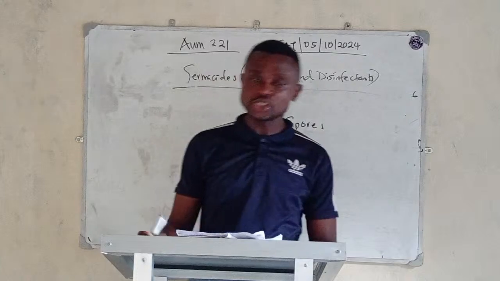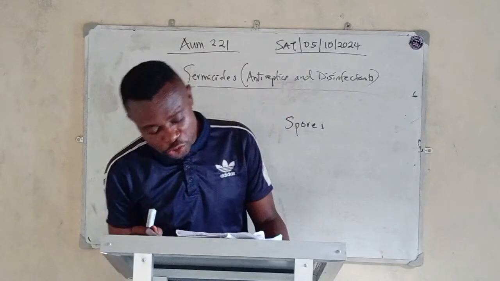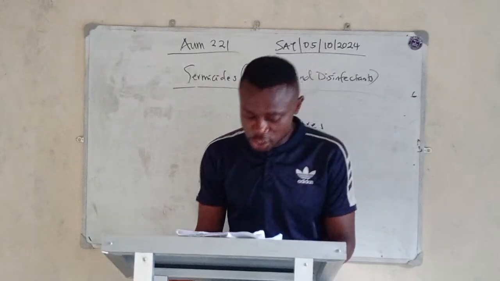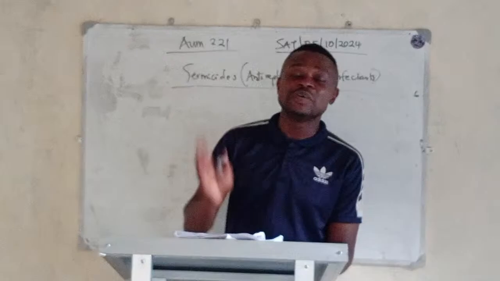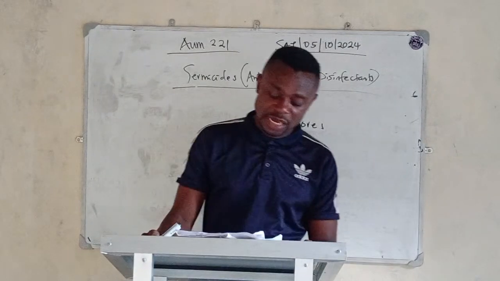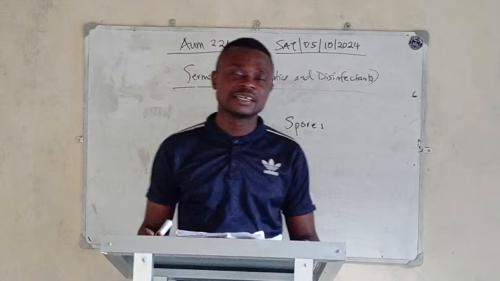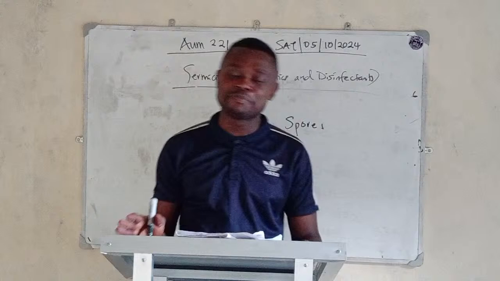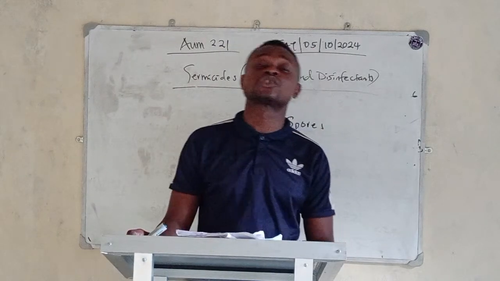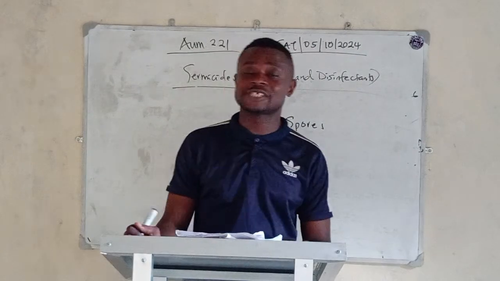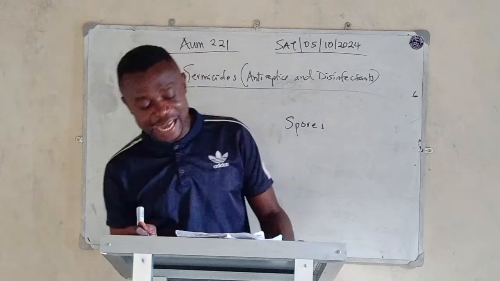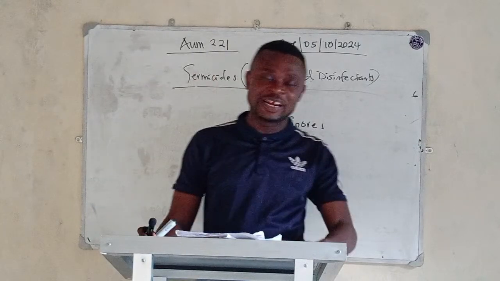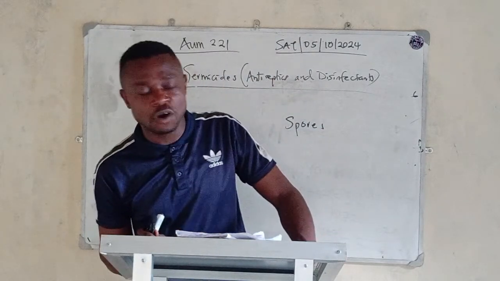Now, it should not be corrosive. It should not stain. It should be non-stain. It should not be allergic. It should be non-allergic. And it should also not be what? Irritating. It should not irritate any part of the body. It should not also elicit allergic reactions in the body. So these are the properties of an ideal disinfectant or antiseptic.